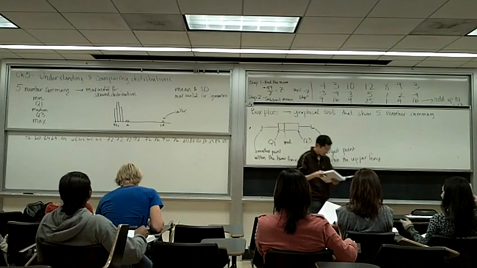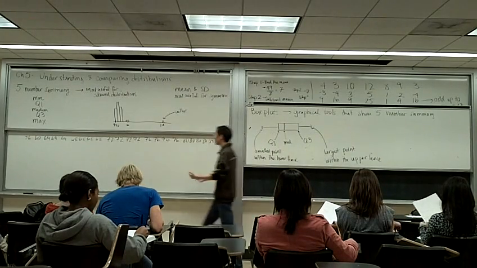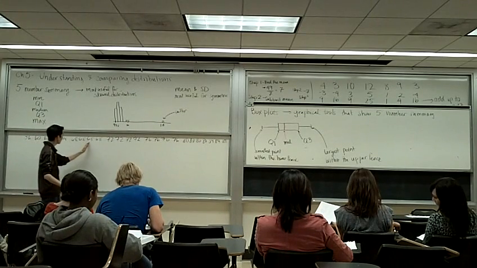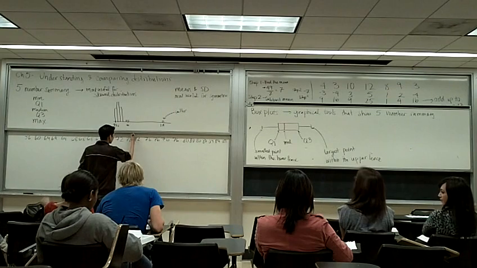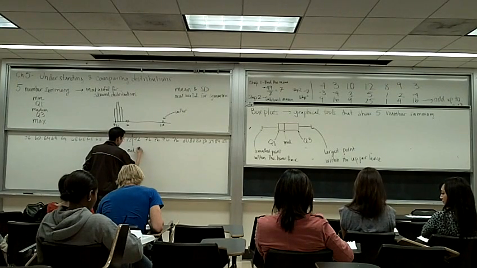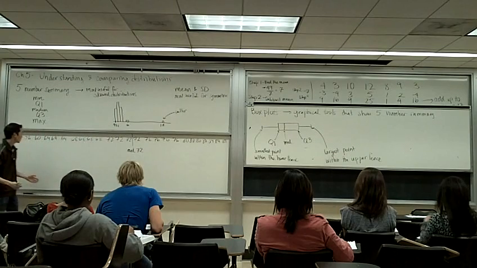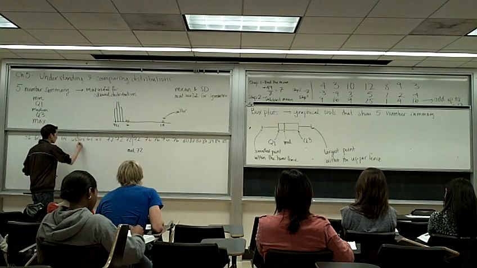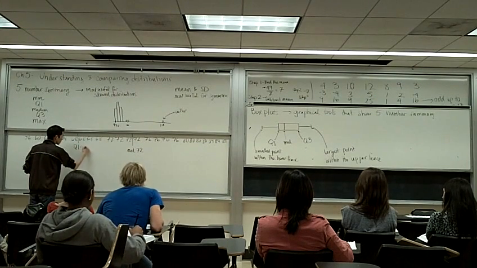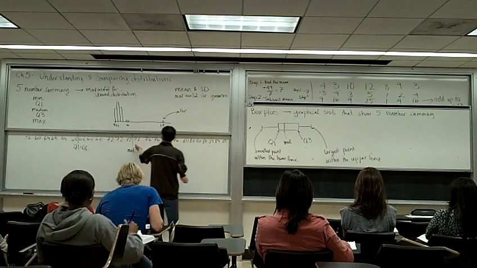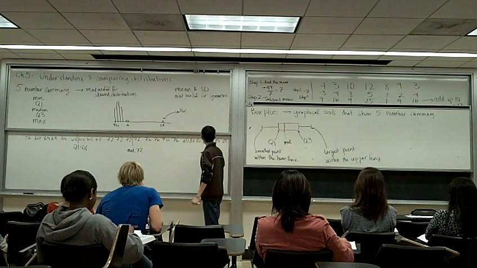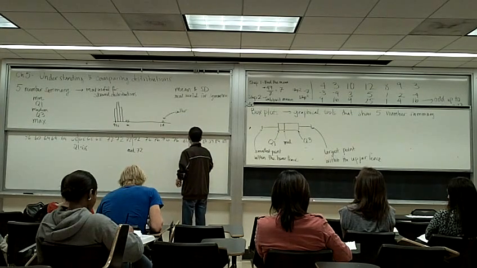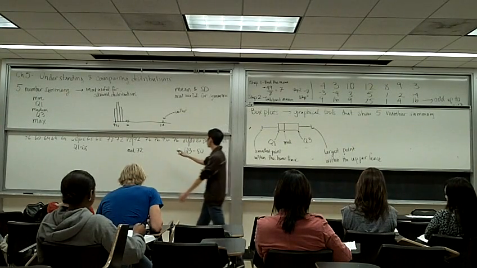Okay, and we have 24 women. So we find the central point, and that's going to be between 12 and 13. 1, 2, 3, 4, 5, 6, 7, 8, 9, 10, 11, 12, and 13. So the median is 72. Quartile 1 is going to be between 1, 2, 3, 4, 5, 6, and 7. So Q1 is 68. And Q3 is going to be between 6 and 7 on this side. So 1, 2, 3, 4, 5, 6, and 7. So Q3 is equal to 80.